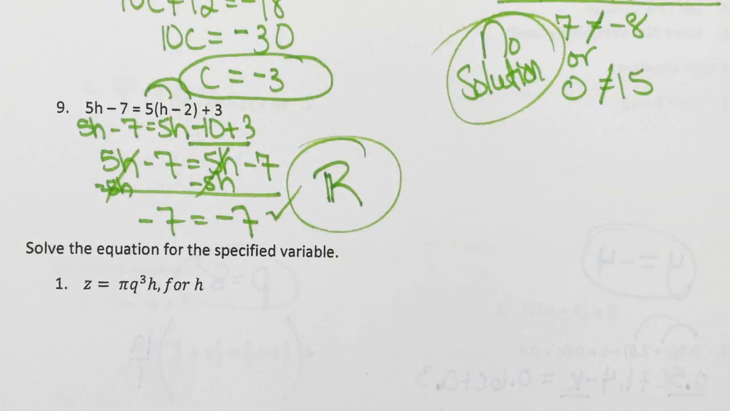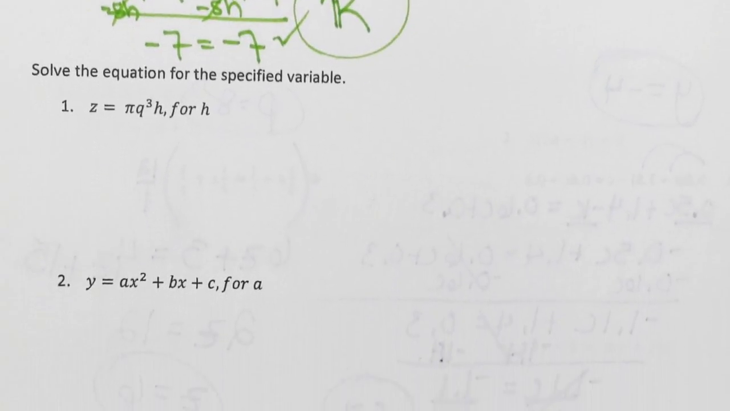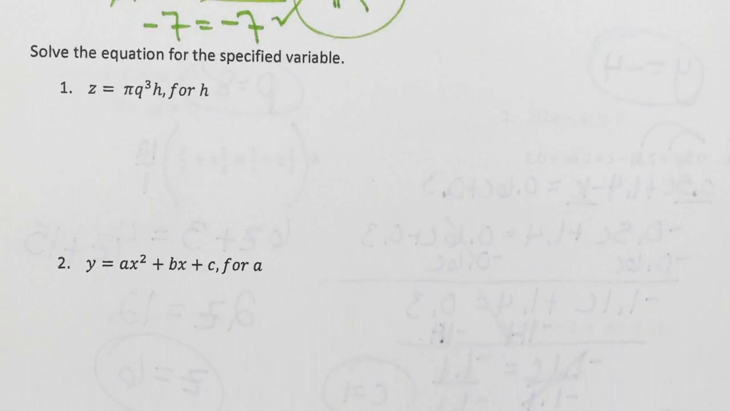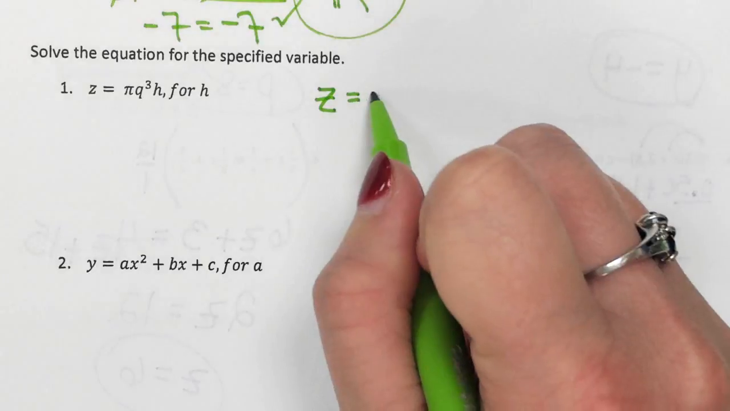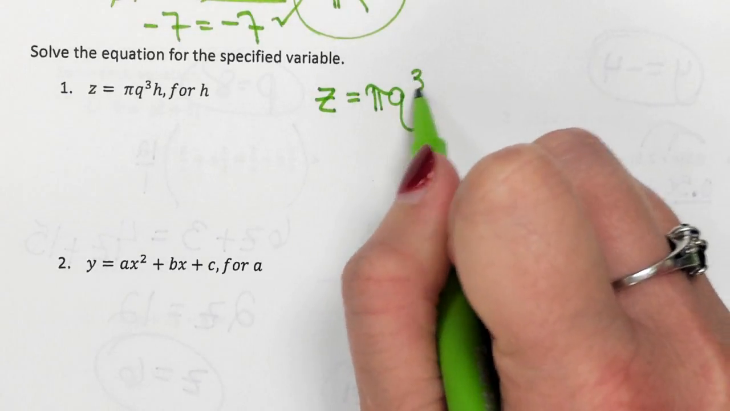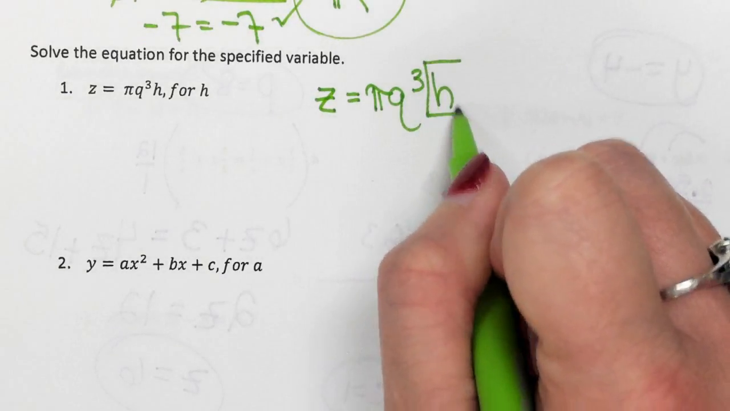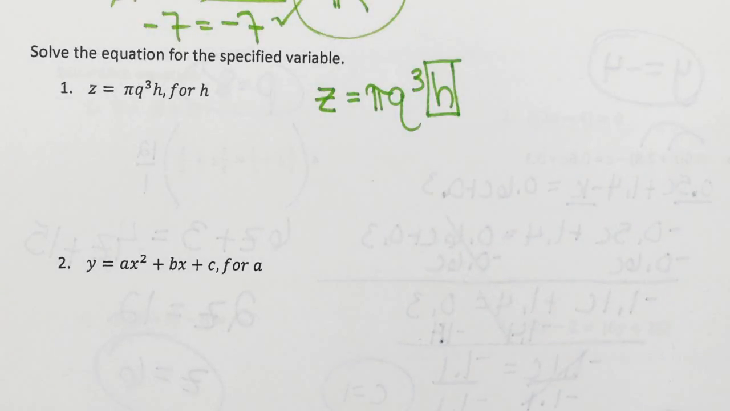Y'all okay? Are we struggling on number 1? Yeah? Okay, some of us are, some of us aren't. Let's look at number 1. What do the directions tell me to do? What's the specified variable? H. Right here. Right? Y'all okay?